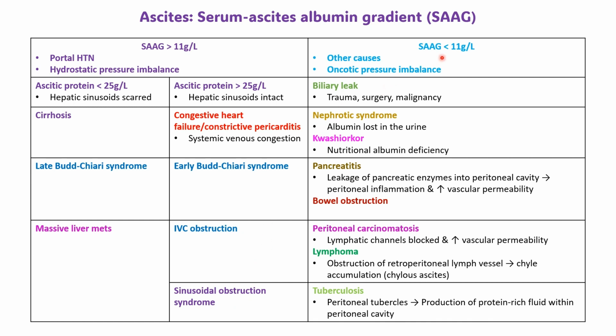So when we have a SAAG gradient of less than 11 grams per litre, the underlying etiology can be quite broad, so there's a lot of different things that can cause this. But this is typically where we have an oncotic pressure imbalance because we have less albumin within the serum, especially in things like nephrotic syndrome when we have albumin loss in the urine.